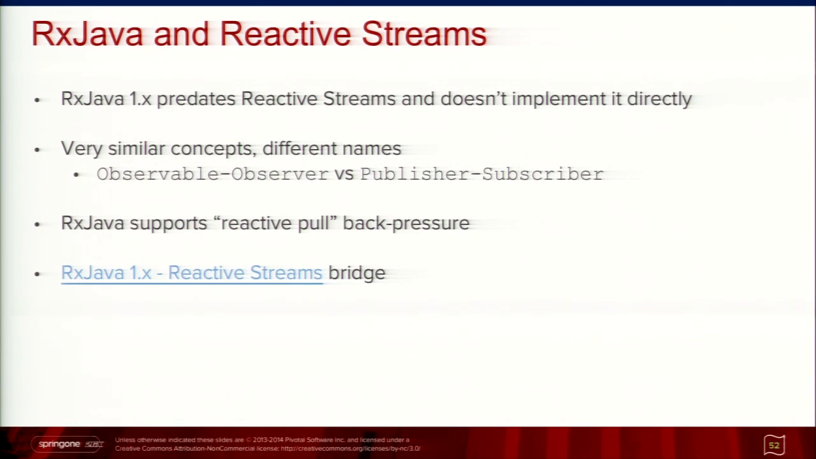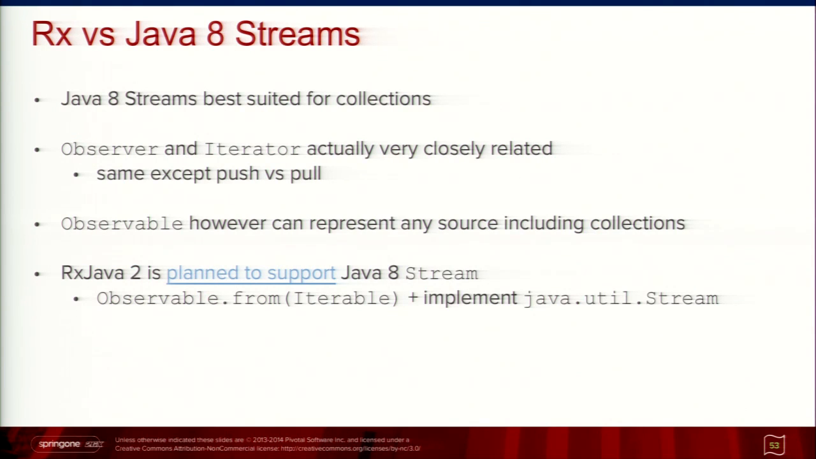RxJava version 1 was actually developed before Reactive Streams, and the developers of RxJava were part of Reactive Streams. So in fact, there's a bridge, so you can adapt to the Reactive Streams API and pass the TCK tests and everything. It supports reactive pull back pressure. So it's very much in line with Reactive Streams, but the first version happened to be developed before it. That's going to be fixed, and version 2 is going to be based natively on Reactive Streams. There's work going on on that.